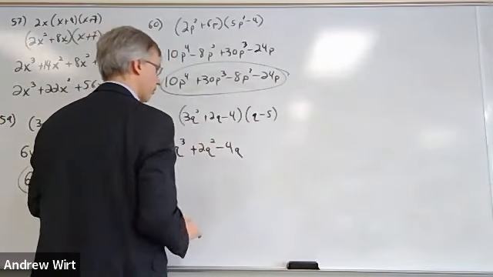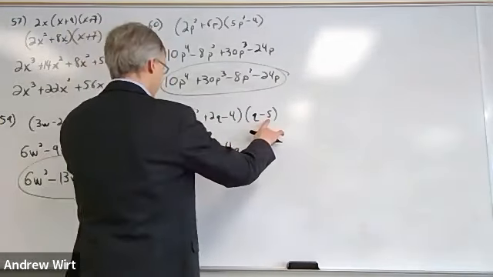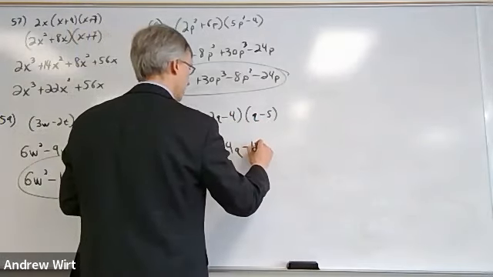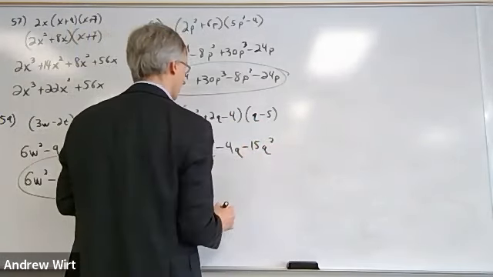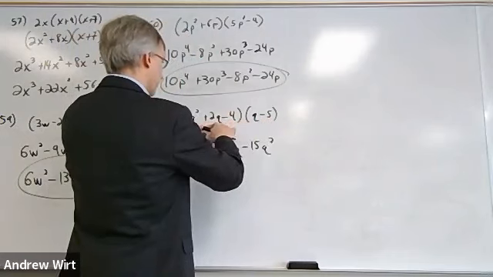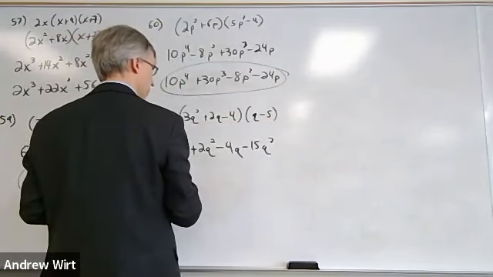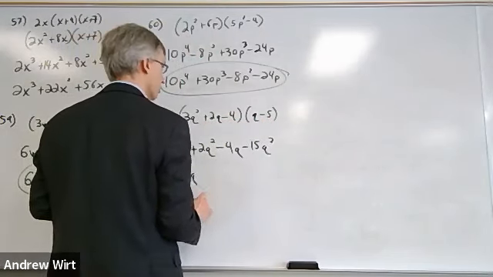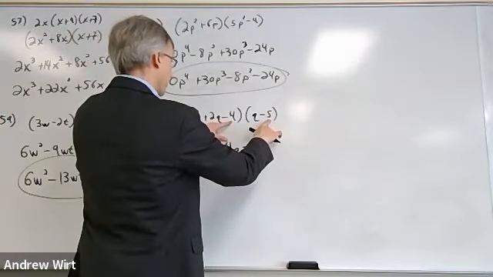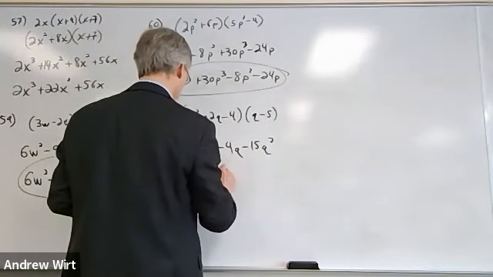And q times -4 is minus 4q. And multiply by -5, so that's -15q squared. And then -5 times 2, so that's minus 10q. And then finally, -5 times -4 is plus 20.